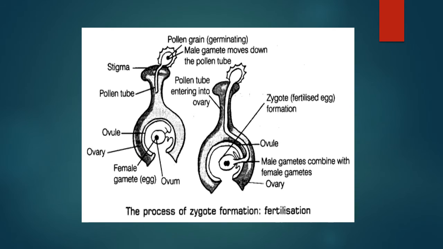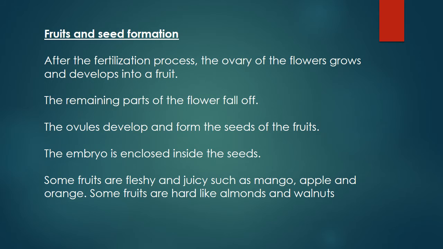After this fertilization process, the ovary of the flower grows and then develops into a fruit. So the pollen grains germinate, the male gamete moves down the pollen tube, the pollen tube enters the ovary, and then the male gamete combines with the female gamete to form the zygote, the fertilized egg. After fertilization, the ovary of the flower grows and develops into a fruit. The remaining parts of the flower will fall off.